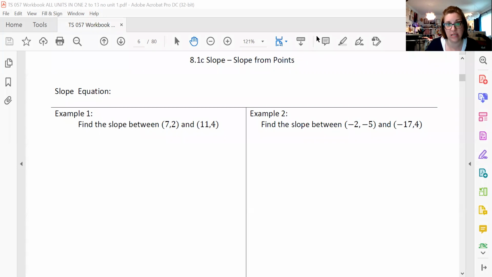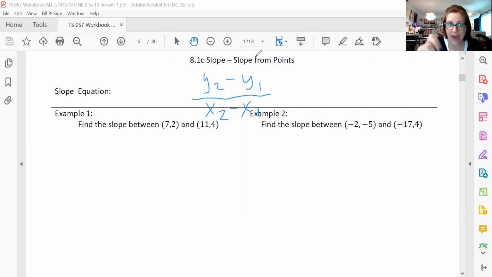To help us do this, there's actually a formula specifically for it. The official mathy way to say it is y sub 2 minus y sub 1 over x sub 2 minus x sub 1. But I often will just call it y2 minus y1 over x2 minus x1.